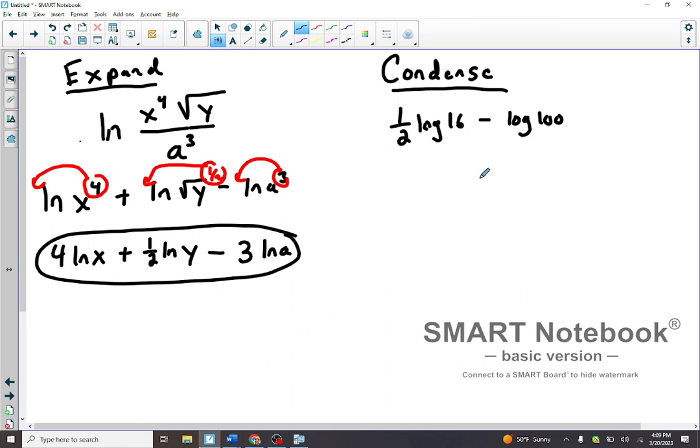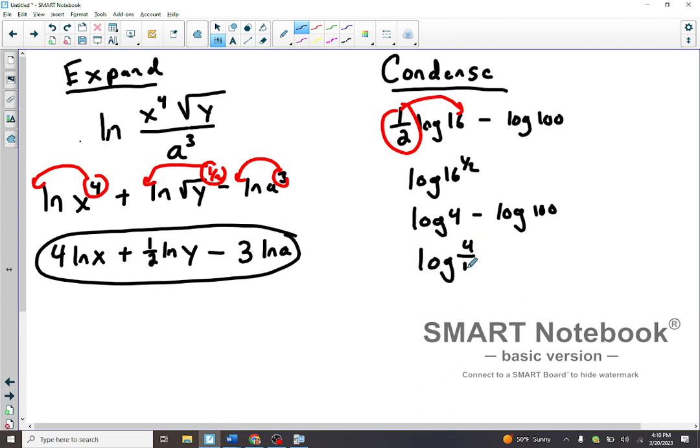For this one, condensing. Oh, it's the first day of spring. So we're going to take that power. We have a half power. Put it into your suitcase. Square root of 16. So it's going to be log of 16 to the half power. What's the square root of 16? We actually know that. 4. So log 4 minus log 100. Wait, when we subtract, what can we do when we put them together?